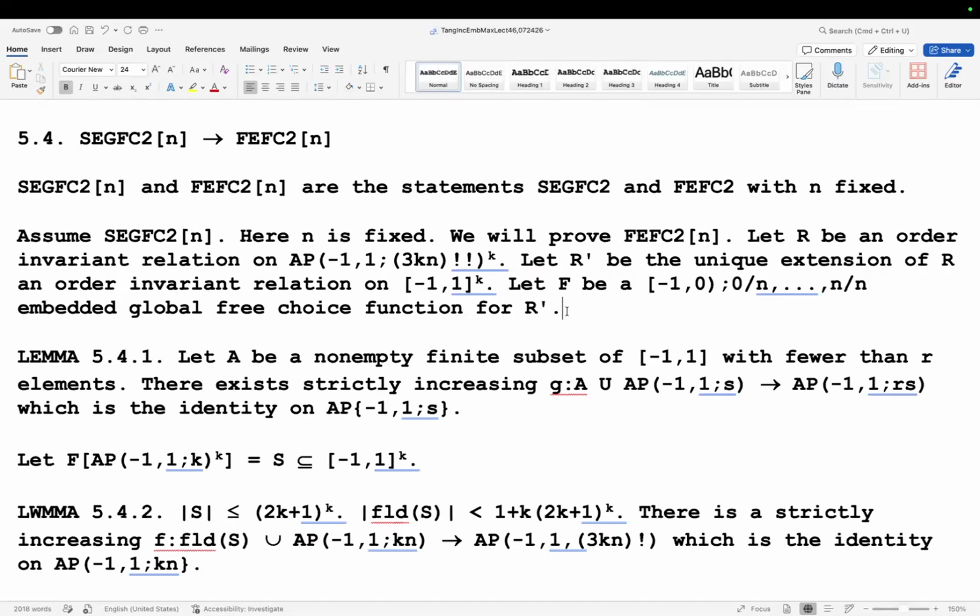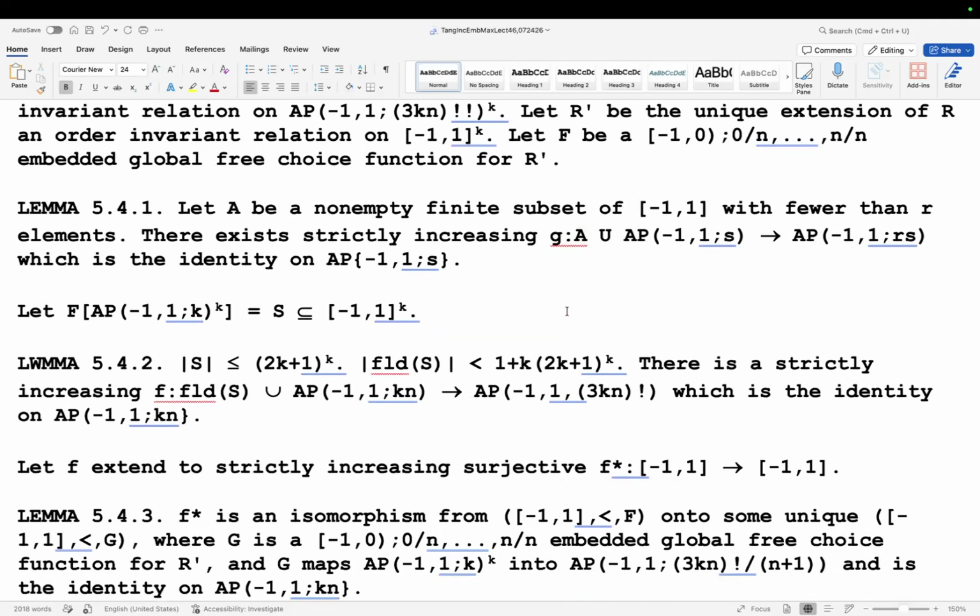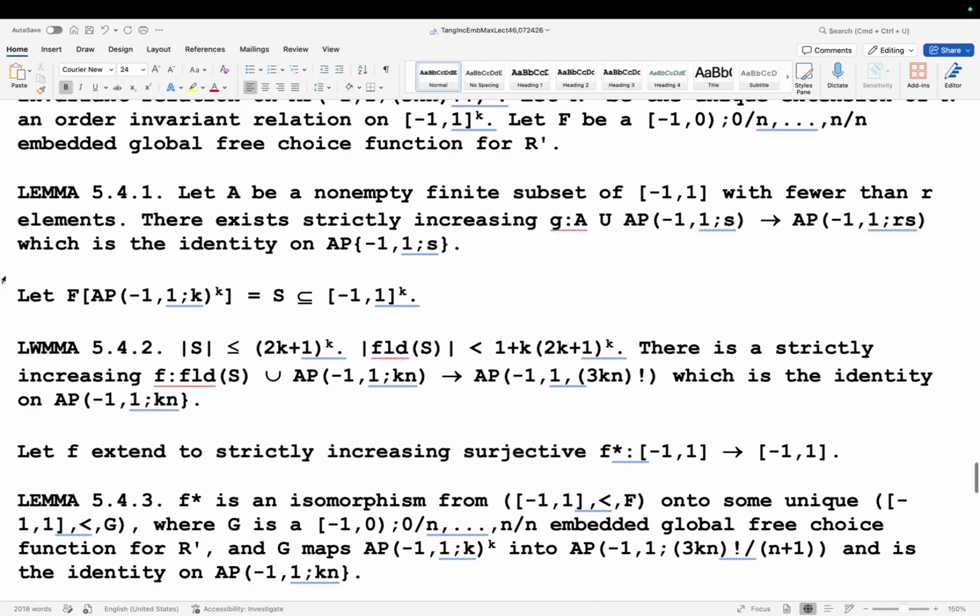All right, so we take the function and we apply it to AP -1, 1k to the k, and we get a set S, right? And we can get bounds on the cardinality of S in its field, and then get a strictly increasing function applying lemma 541 to it like this, which is the identity on there. Okay, so now we have part of the statement that we want to prove, but now we have to see F restricted to this to F restricted to AP -1, 1k. F restricted to this is not going to cut it yet because it's too small. We have to iterate it.